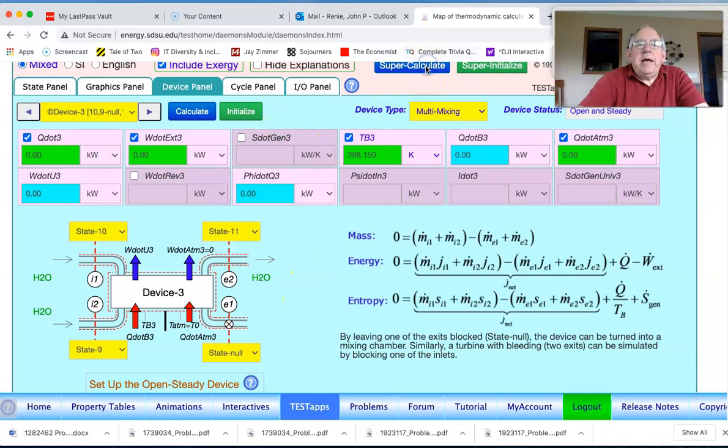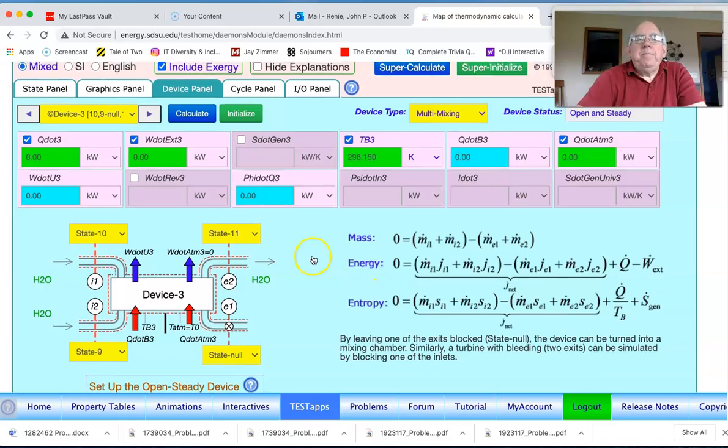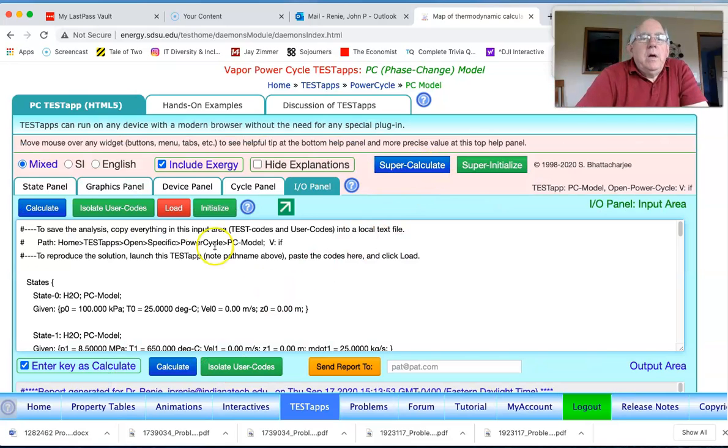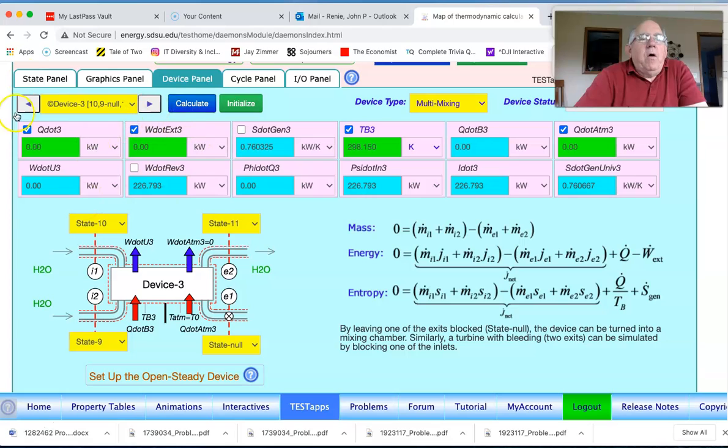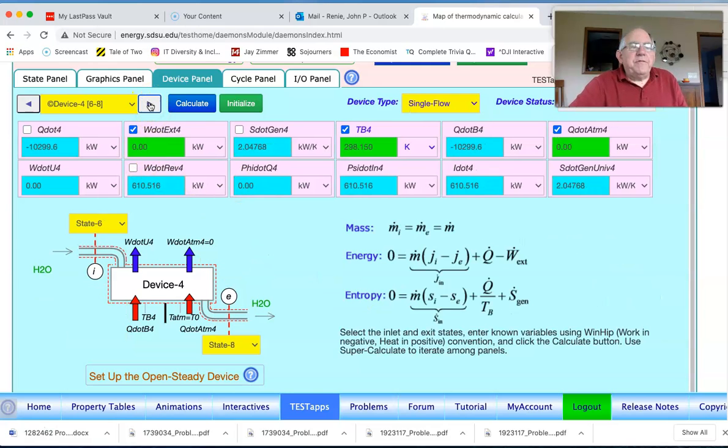And so if I hit super calculate at this particular point, okay, and then I go back to the device panel, now you'll see that all of the properties have been determined. And so now we have put in the proper device panel for the mixing chamber. If we keep looking at the other devices, 6 to 8 is the condenser, and this is how much heat is being rejected by the condenser.